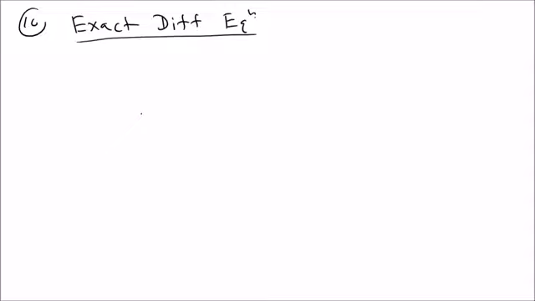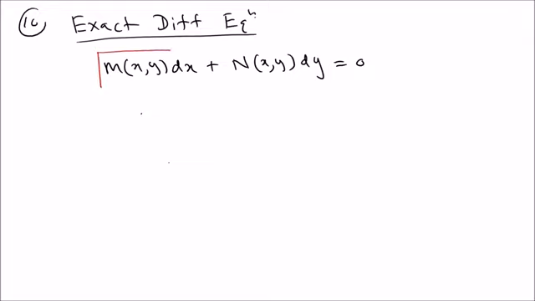So what do we mean by an exact differential equation? We can look at the standard form, which is M(x,y) dx plus N(x,y) dy equals 0. That is the standard form we're going to consider. It has to be dx plus dy. But there are other ways to write the same equation.